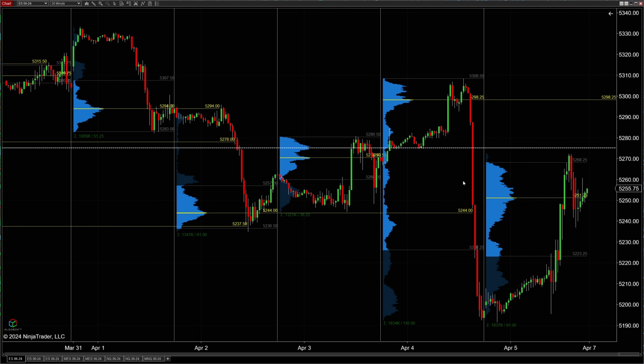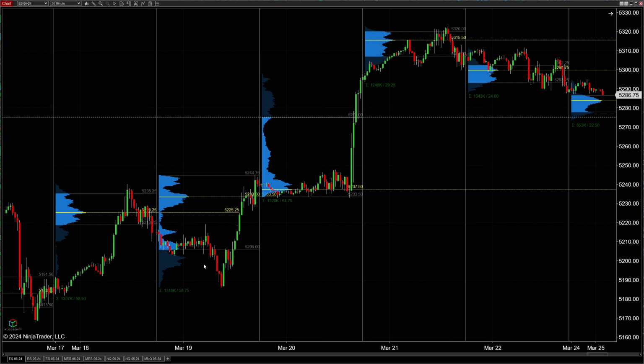But when we talk about strategy number 3, I use this not only on profiles that have been completed, but also on developing profiles as well. And we're going to show an example here in a few moments. So here would be one example over here. If we look over here on March 19th, we have very poor market structure. The profile is very thin all along this area. However, we also have a little area right up in here.